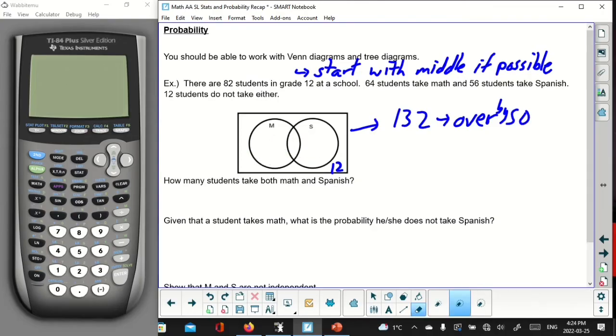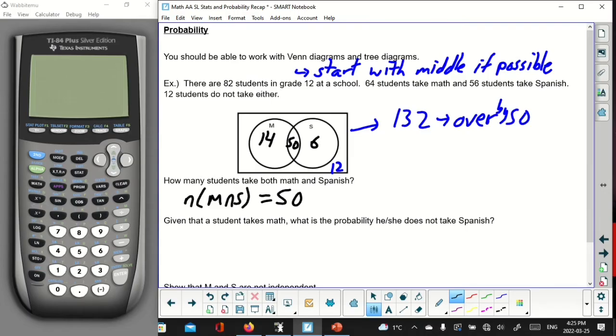So I'm going to go ahead and fix this up. 50 take both, and so that means 6 take only Spanish, and 14 take only math. Let's see if that all adds up. I've got 14 plus 50 is 64, plus 6 is 70, plus 12 is 82. Glorious. How many people take both math and Spanish? Now, we can show the nice notation here, or we can just write the number. It's going to be that 50 in the middle.